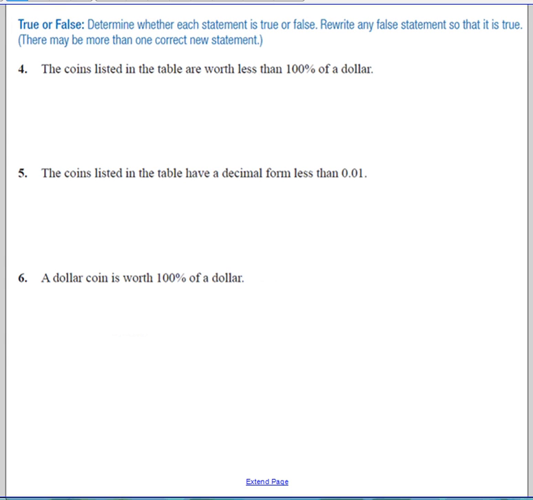So let's think of our answers when looking at these true-false statements. It says if it's false, we need to write it so that it is true. So for number 4, the coins listed in the table are worth less than 100% of $1. Well, 100% means the whole thing, so all of our coins listed are under $1. And so this is true.